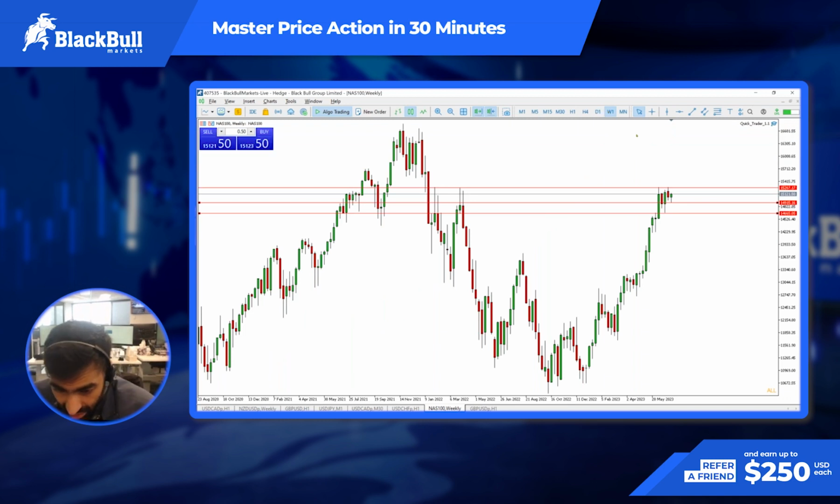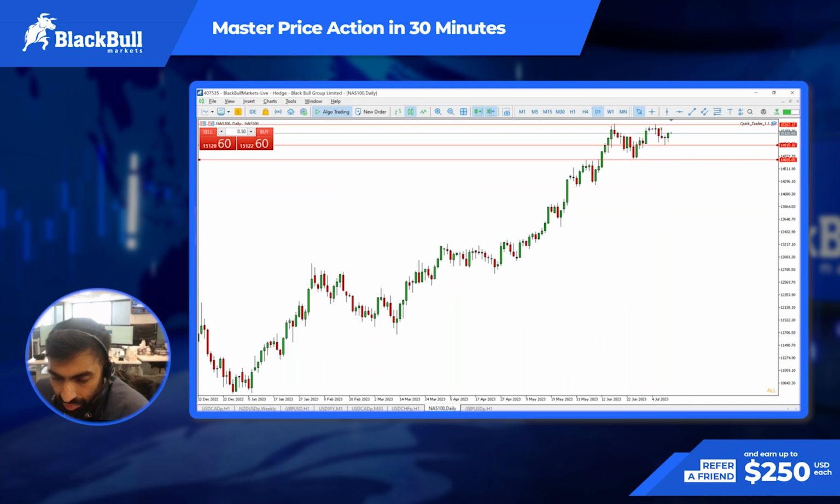If you do get a break of 15,267, you're looking at hitting the top of those 2 candles there at 15,721. So it's quite a way, about 500 points to travel to the upside if you get a break of that. However, if we just skip back to the daily time frame, you're looking at potentially staying within that range for a while. It's about 100 odd point range there.